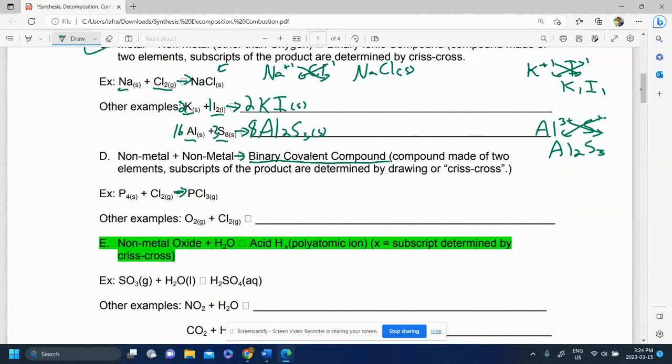O2 plus Cl2. You could do a crisscross, so you can get O2 Cl1, crisscross, and you get OCl2. And this actually does work out. That is an appropriate compound to put down.